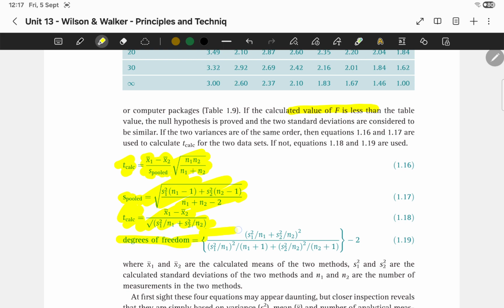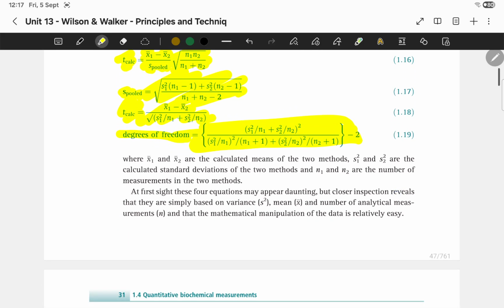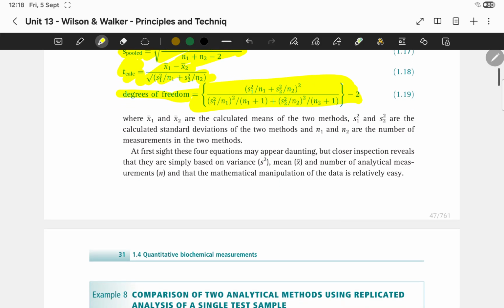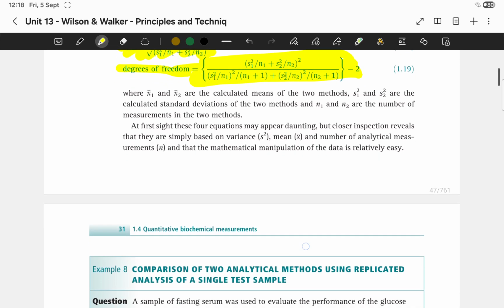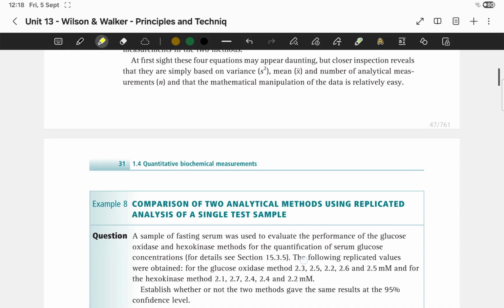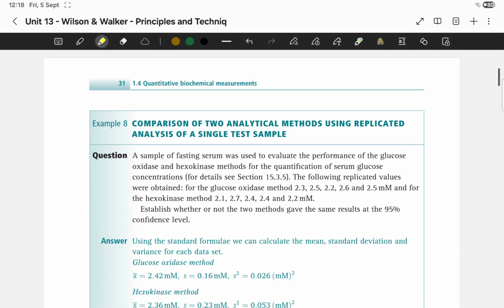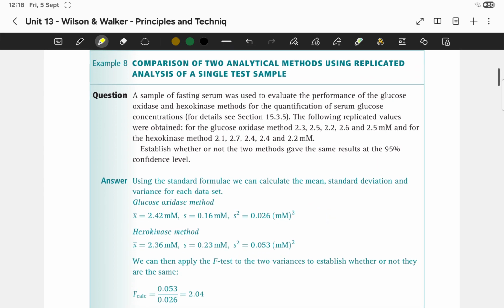How to find the degree of freedom is this. Where x bar is the calculated mean and n is the number of measurements. At first sight these are four equations, but they are simply based on the variance and mean and the number of analytical measurements, a mathematical manipulation of the data. Introduction to replicated analysis of a single test sample.